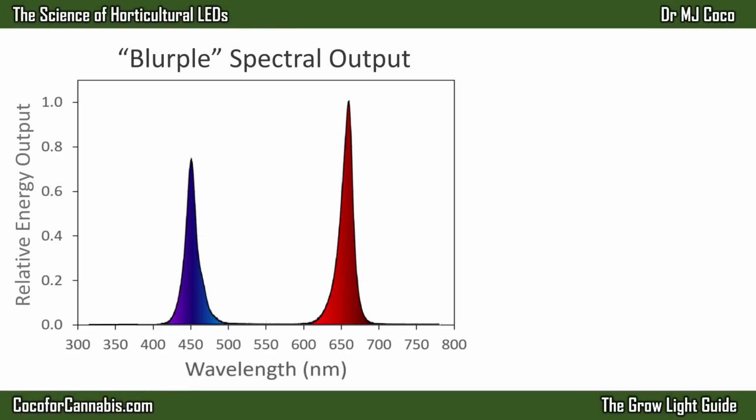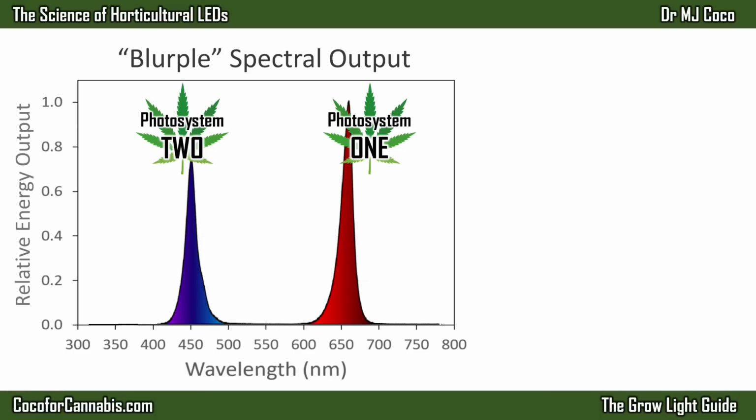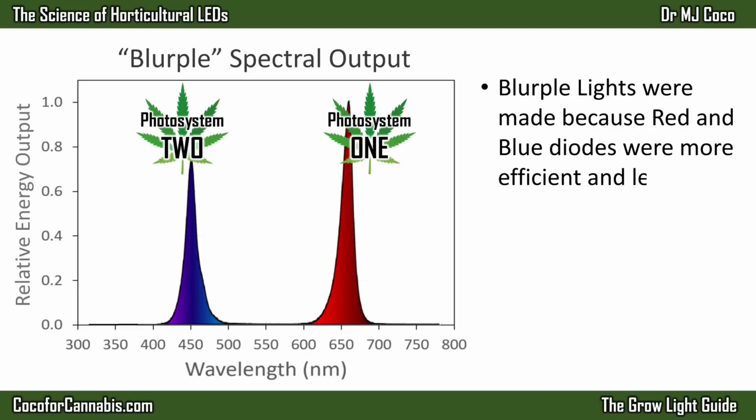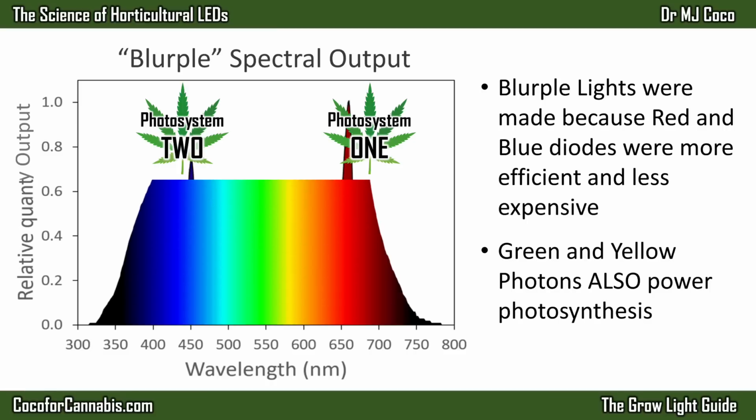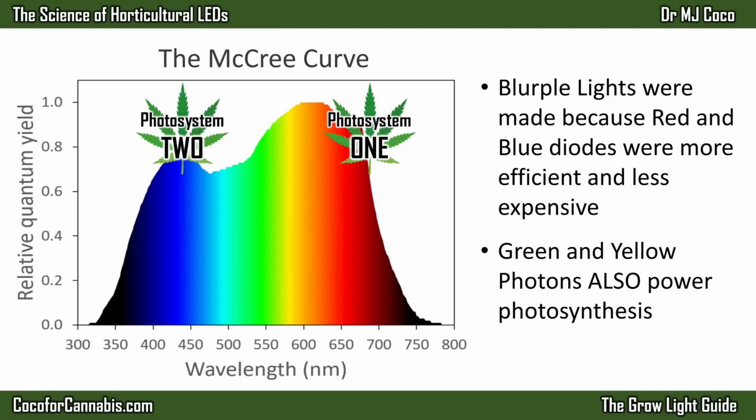Some thought that Blurple light was the most efficient at powering photosynthesis. Many grow light companies promoted this logic, and a lot of growers started to believe that green light does not power photosynthesis. But the truth is that Blurple lights were made because the red and blue diodes were more efficient and cheaper than the full spectrum diodes at the time. And despite what some growers now think, green and yellow photons from 500 to 600 nanometers do power photosynthesis, and they can penetrate into leaves further than red or blue photons. So the energy in green light is not lost, and there are real advantages to having full spectrum light.